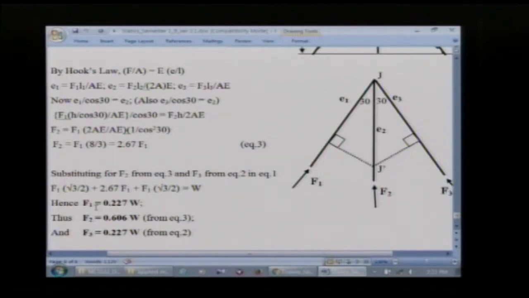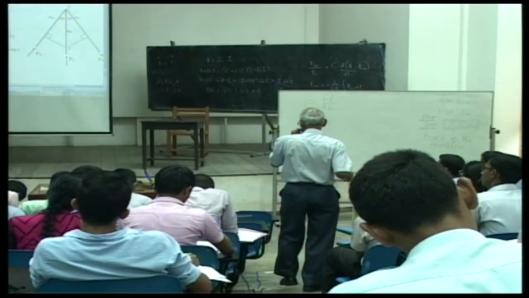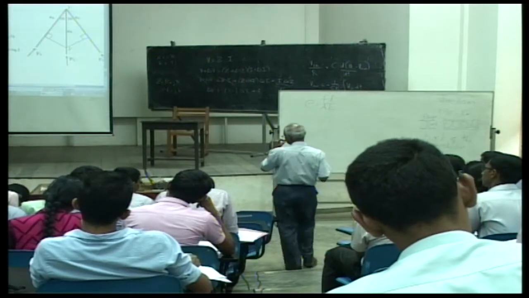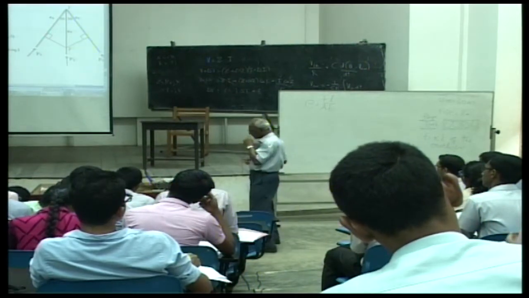So, just to give you a glimpse into what will happen if you have an indeterminate structure, right? In addition to the equilibrium equations, you have to use what is called a compatibility equation, right? So, here we needed to use only one compatibility equation because the degree of redundancy was just one, right? If there are more degrees of redundancy, then we will have to use more compatibility equations, right?